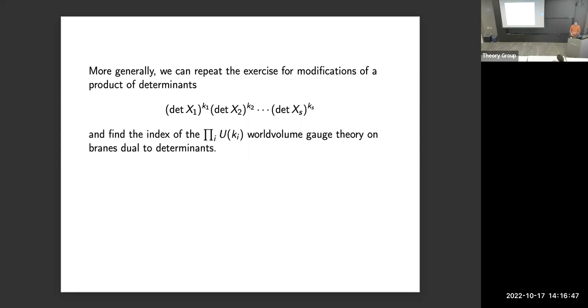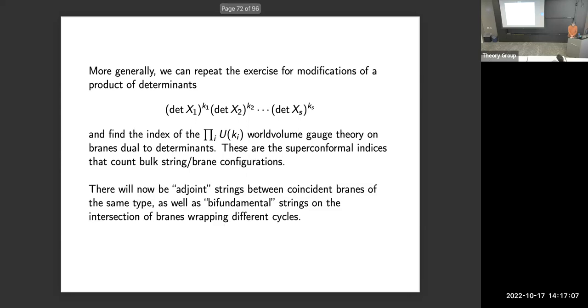More generally, we can repeat the exercise for modification of a product of determinants and find the index of the U(k) quiver gauge theory on branes dual to determinants. These are the superconformal indices that count bulk string brane configurations. There will now be adjoint strings between coincident branes of the same type, as well as bifundamental strings on the intersection of branes wrapping different cycles. One can derive precisely their single letter indices corresponding to these adjoint and bifundamental strings with our prescription.